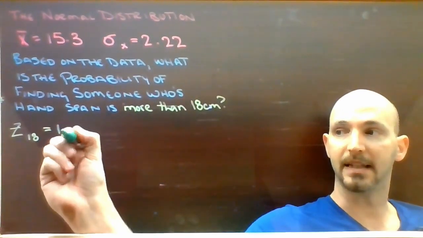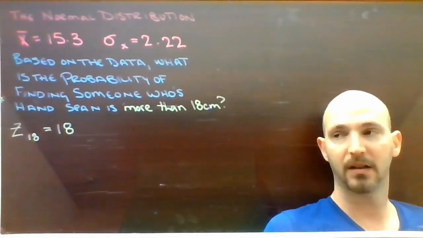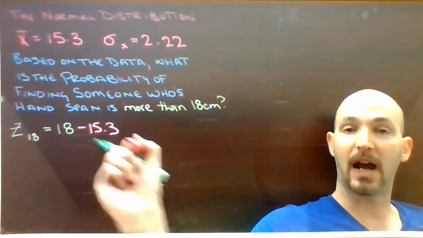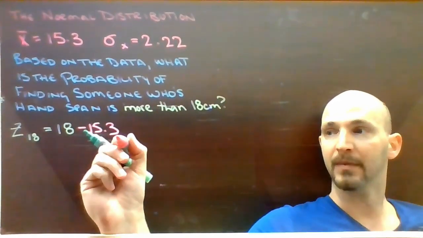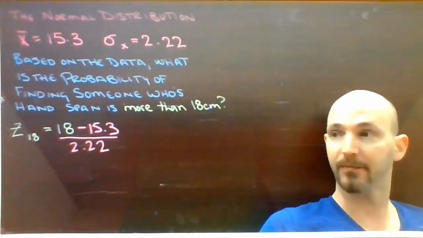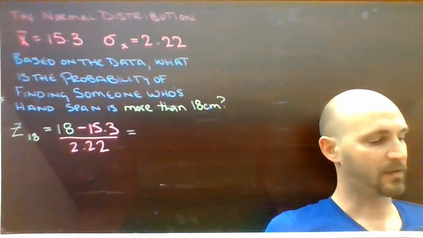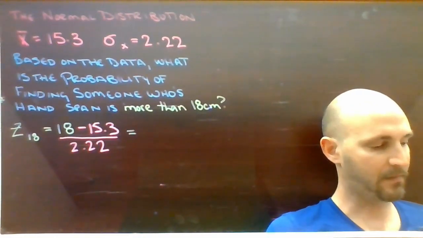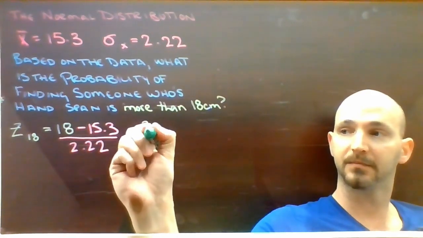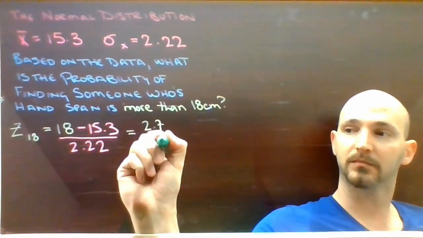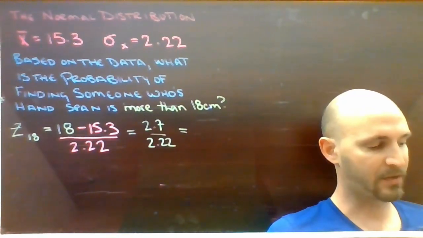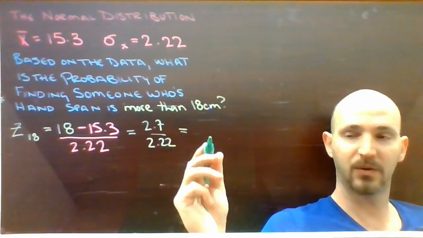To do that, I take the value of the data point and I subtract the average value to find out how far above it is. And then I chop that up into units of standard deviations. So that ends up being 18 minus 15.3, which is 2.7. And 2.7 divided by 2.22 is 1.22 if I round.